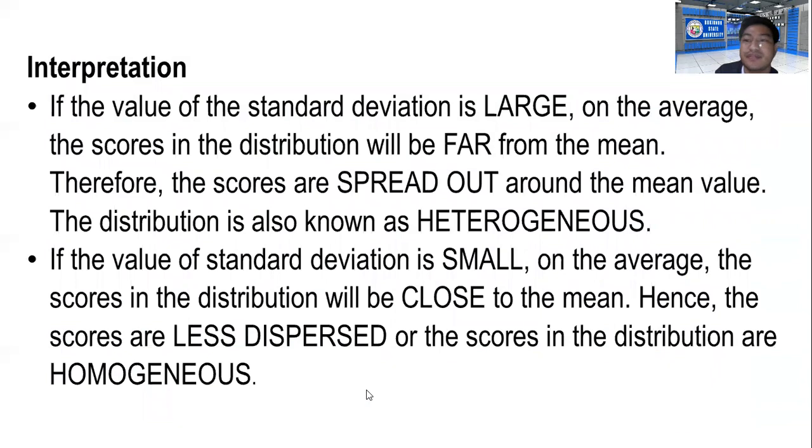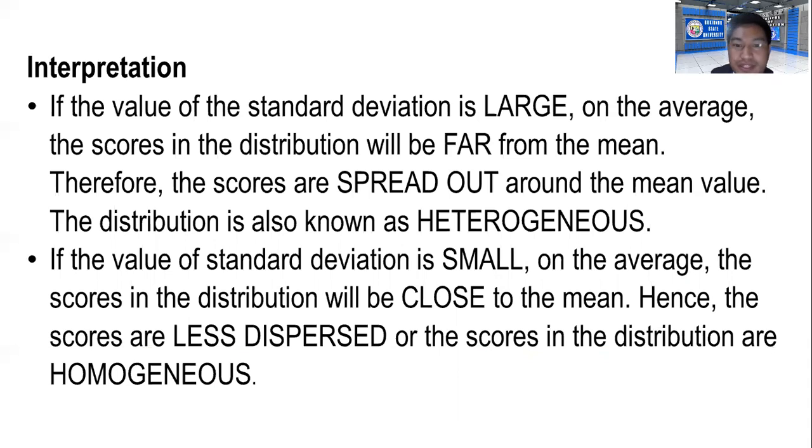If the value of the standard deviation is large, on the average, the scores of the distribution will be far from the mean. So if your standard deviation score is large, meaning it is far from your center. Therefore, the scores are spread out around the mean value, and the distribution is heterogeneous, meaning the scores are not close together. For example, the scores are far apart, like 10, then 15, then 20. They are not close like 10, 10, 10, 11, 11. When it is heterogeneous, the scores vary. They are not close, they are not the same.